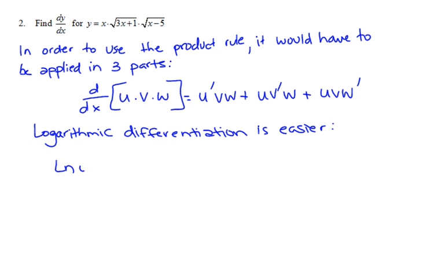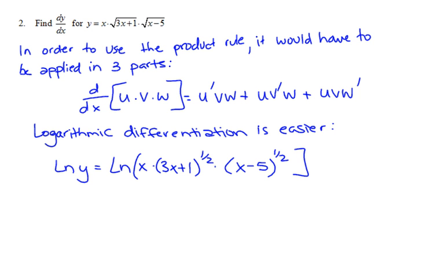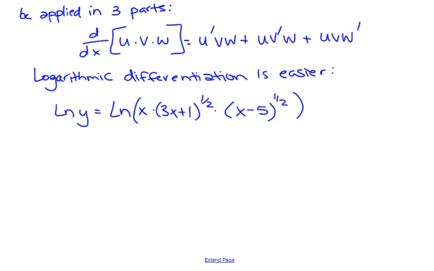Natural log of y equals natural log of x times, let's make this a fraction right off the bat, 3x plus 1 to the half and x minus 5 to the half. Could we use some laws in here? Ooh, that's not the right bracket. Okay, so rewrite this out and expand it as much as you possibly can.